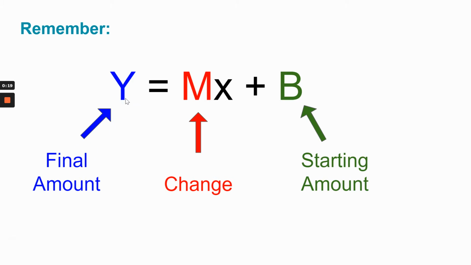Every equation uses the same formula, y equals mx plus b. Sometimes you'll see a minus. That would just indicate that this b value is negative. We'll talk more about that in just a second.